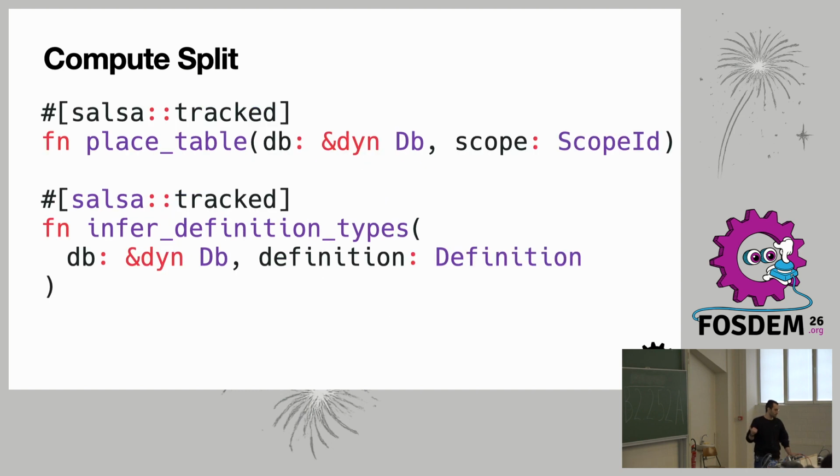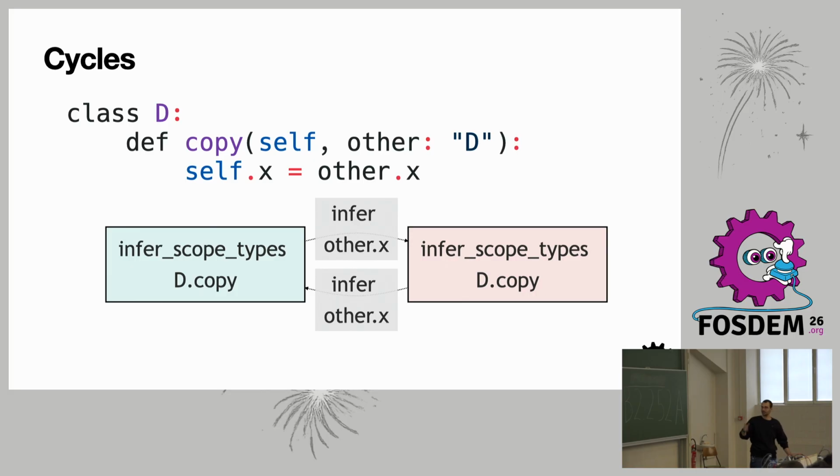So same with the inference. Also, we have a smaller query. So for example, here we can depend on the place table instead of depending on the whole semantic index if something is only using that. Or we only infer the definition types instead of inferring the whole program all at once with one giant query. Well, Salsa does a lot of nice things, but it's not done yet.